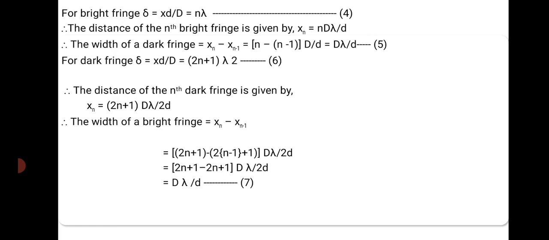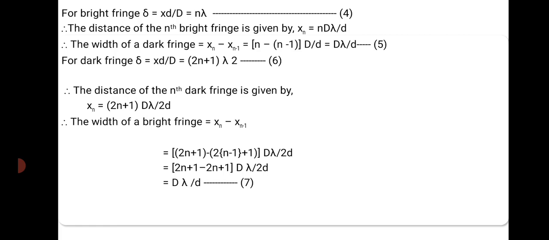For a bright fringe, delta is equal to xd divided by D, which is equal to n lambda, equation number 4. Therefore, the distance of the nth bright fringe is given by x suffix n is equal to n D lambda divided by d. Therefore, the width of the fringe, x n minus x n minus 1, is equal to (n minus (n minus 1)) D divided by d, which is D lambda divided by d, equation number 5.